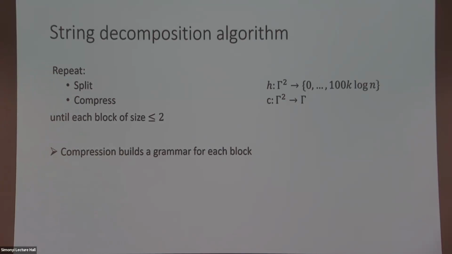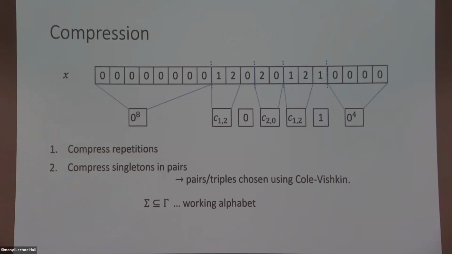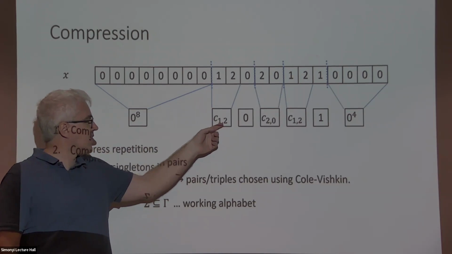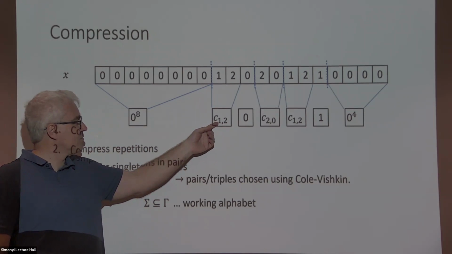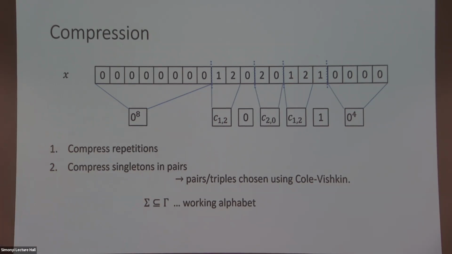And what happens is that this compression actually corresponds to building the grammar. So this is going to be my rule. In my grammar there is going to be a rule that C12 is decompressed into 1, 2. That's how the grammar arises. As you are compressing down, if you go backwards, that's your grammar.